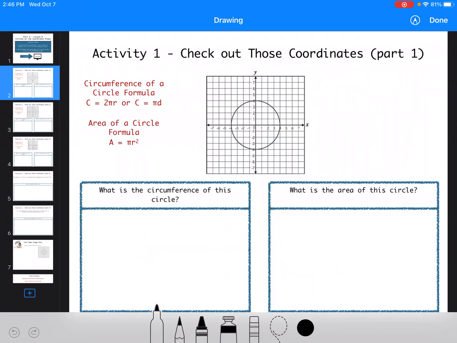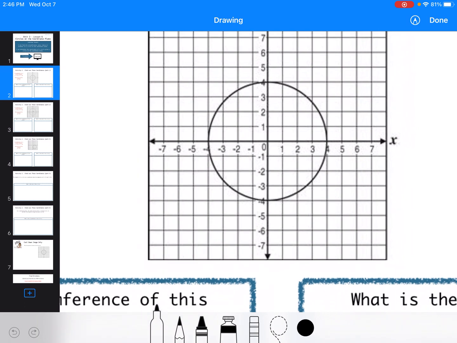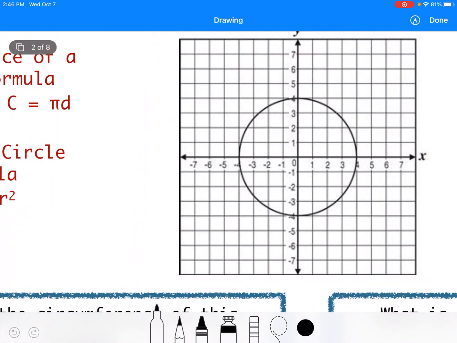All right, so we have our formulas for circumference and for area. They want to know what is the circumference and what is the area of the circle. So I'm going to zoom in, and I'm going to use radius for all of mine.